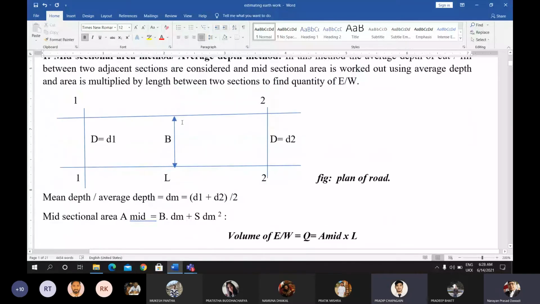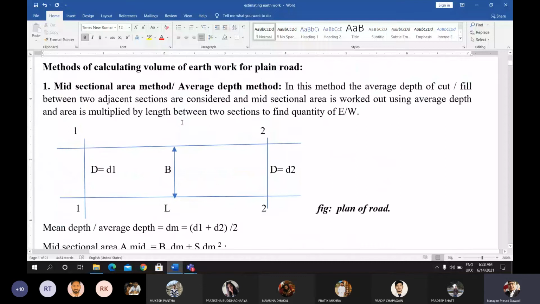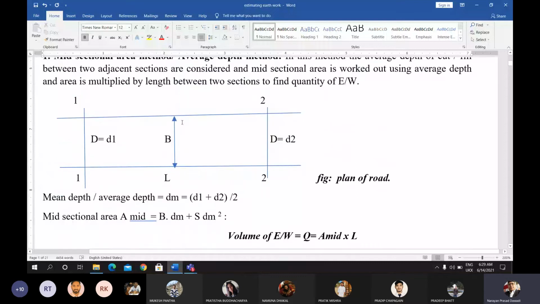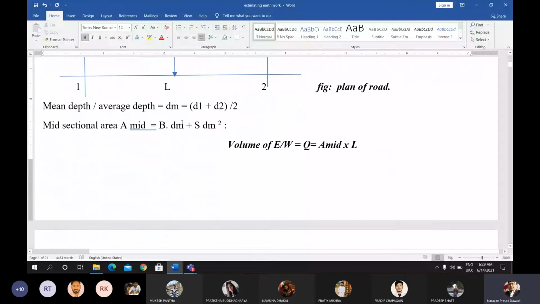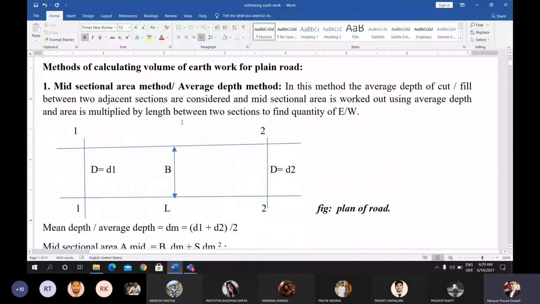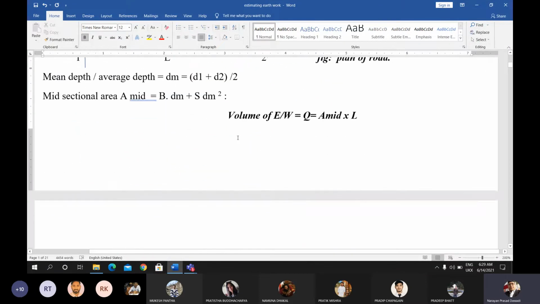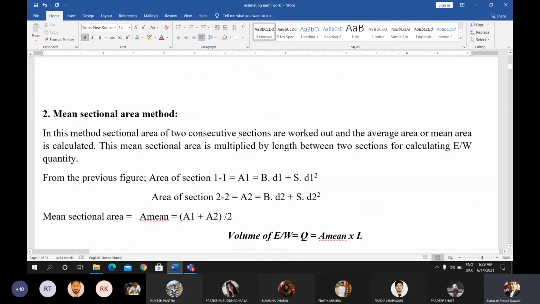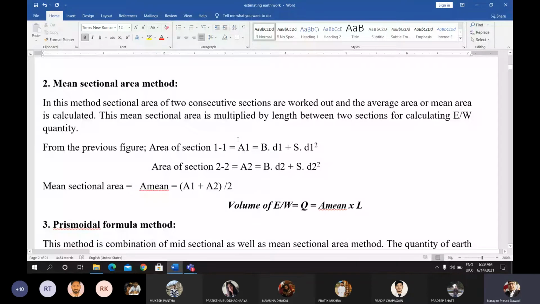This I have considered as the mid-section area method. This is the theoretical part. Sometimes you may be asked in the question as theory also. Okay. What are the different methods of taking out quantities of the earthwork? At that time, you have to explain about the mid-section area method, mean sectional area method, and the prismoidal formula method. Okay. Now, the second method is the mean section area method.